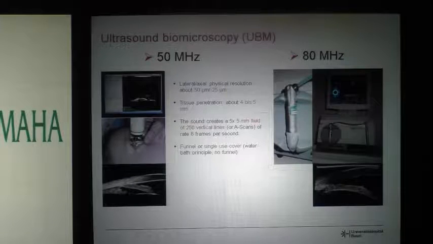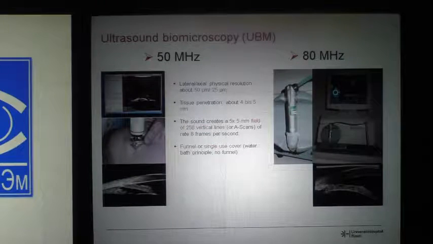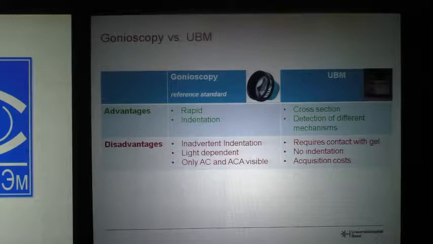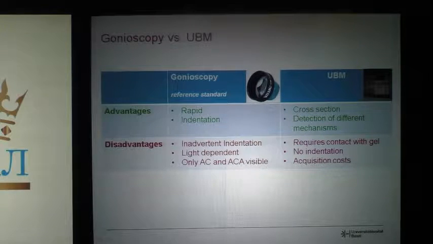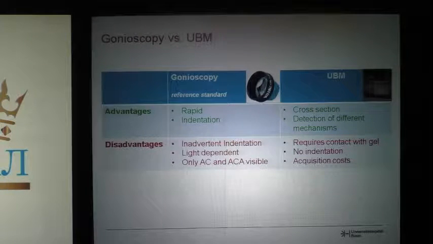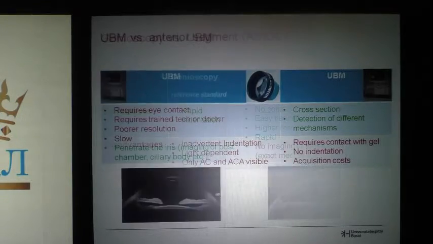In our institution, we have ultrasound biomicroscopy with 50 and 80 megahertz. You can use either a funnel or a single-use cover, the water bath. And the great advantage of UBM is that there's cross-sectional imaging. We can detect different mechanisms. However, the disadvantages are the costs, and there's no indentation to distinguish between suspects and manifest angle closure.